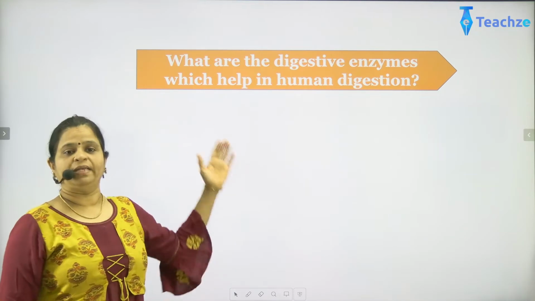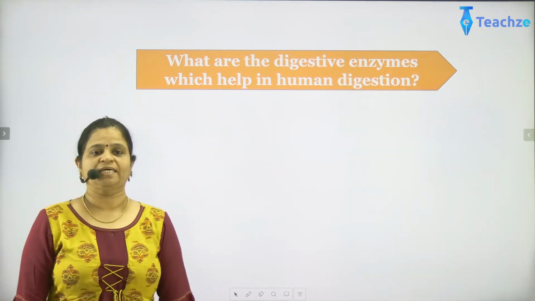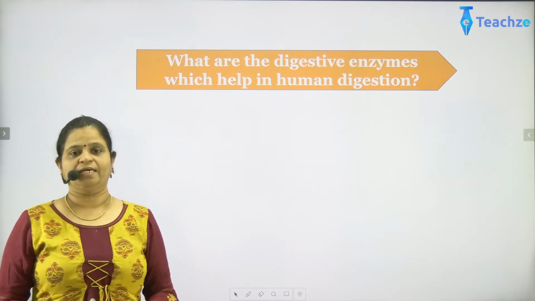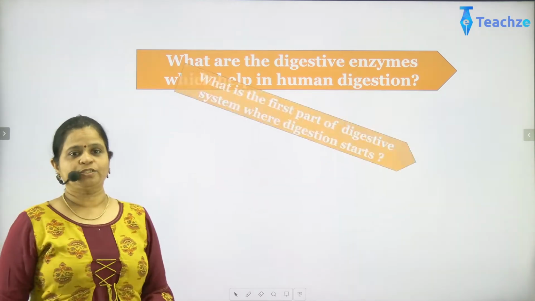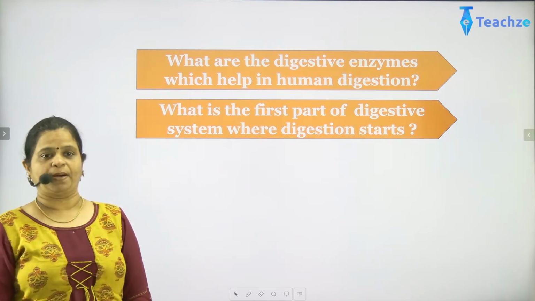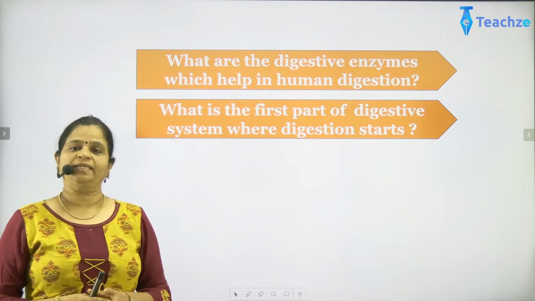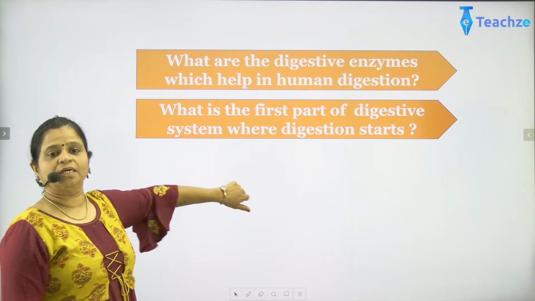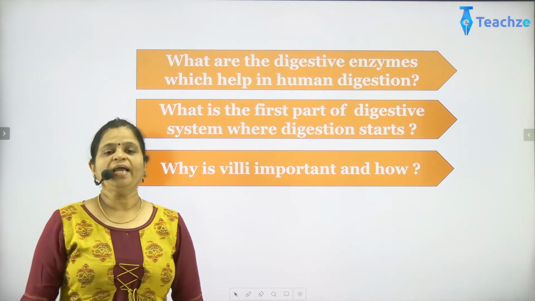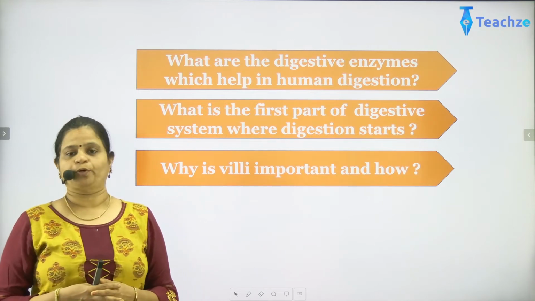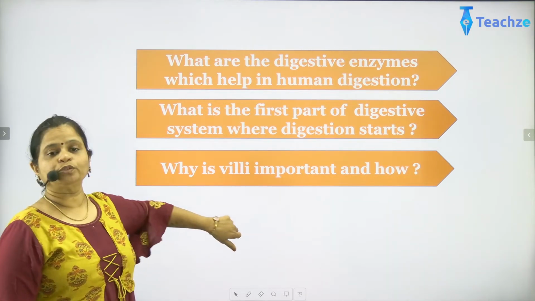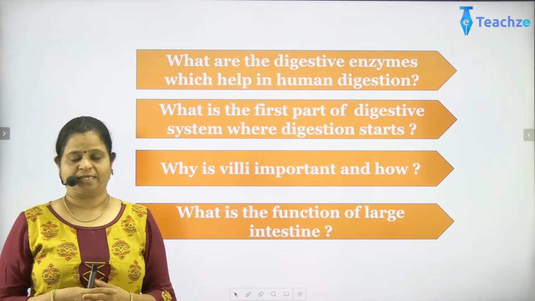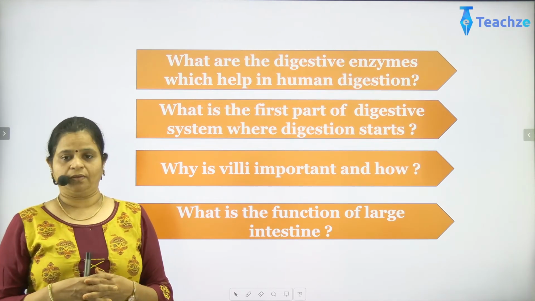The first one will be what are the digestive enzymes which help in human digestion. So different enzymes from different areas we are going to talk about. Next one will be what is the first part of the digestive system where the digestion starts, that is at the mouth region. The third one will be why villi are important for the process of digestion, and the fourth one will be what exactly happens with the large intestine. Now these all will be covered.